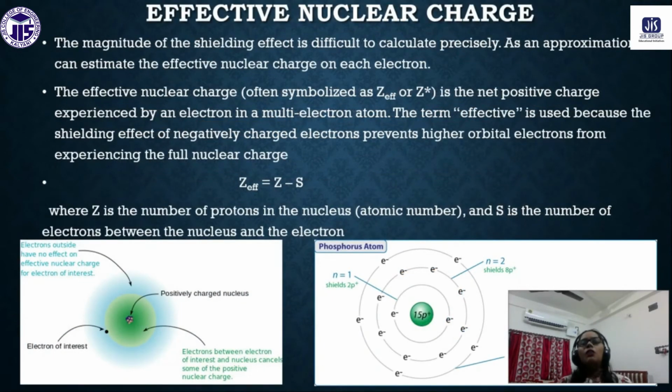Now we will discuss the effective nuclear charge. Look here.